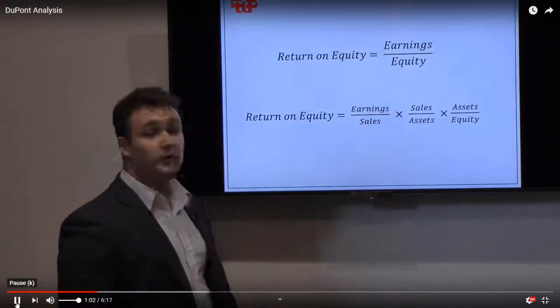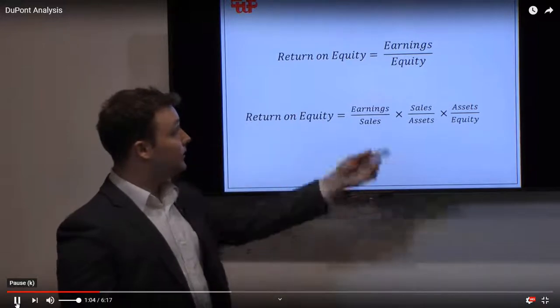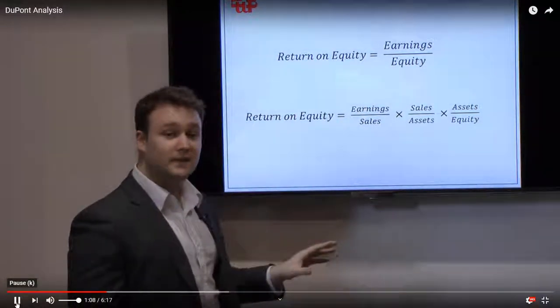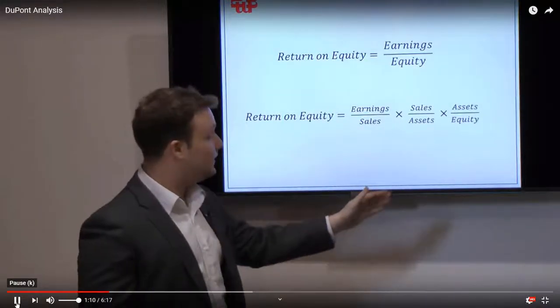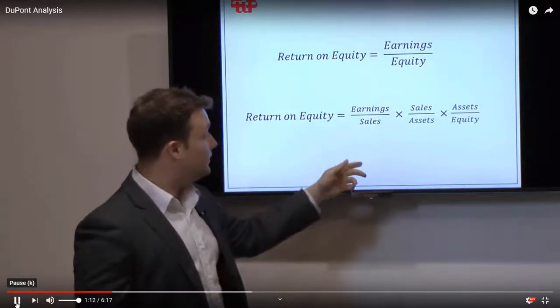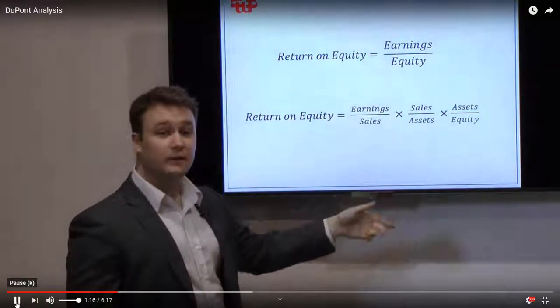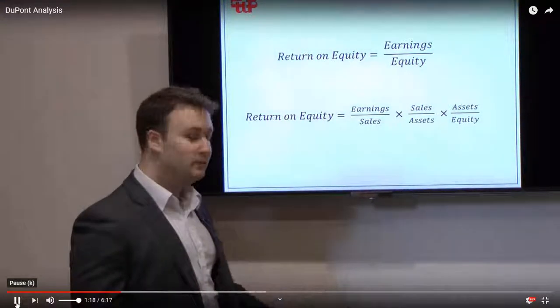As we know, return on equity is simply earnings over equity, but DuPont Analysis allows us to break this down even further into three factors: earnings over sales, sales over assets, and assets over equity. So let's look a bit further.